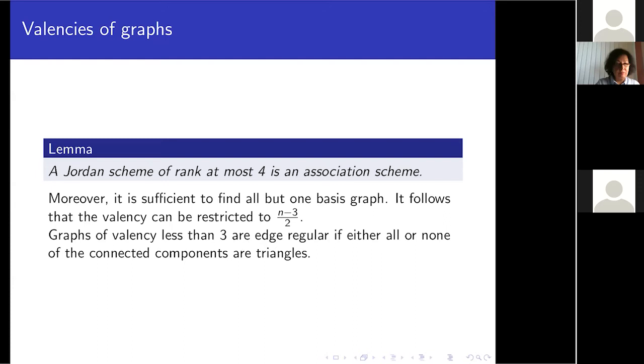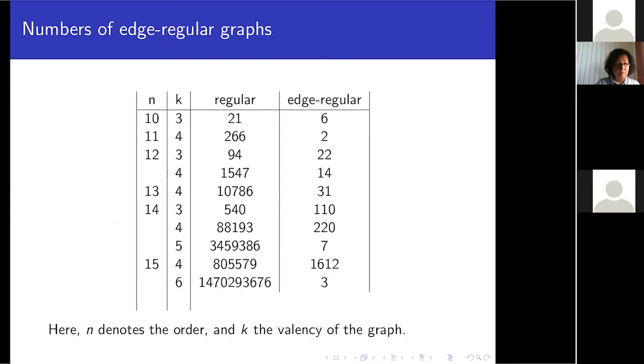And for graphs of valency 1 or 2, we know when they are edge regular, and if they are edge regular, well, they are actually also coherent. So if we look at the numbers here, we see that for n less than 10, we can see that there cannot be any proper schemes.